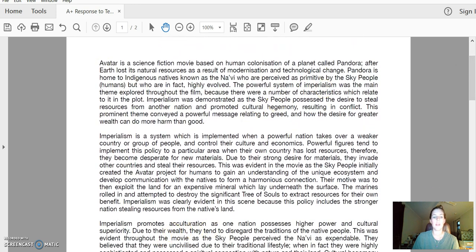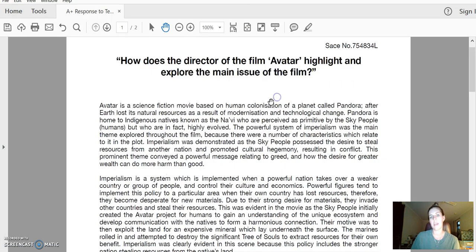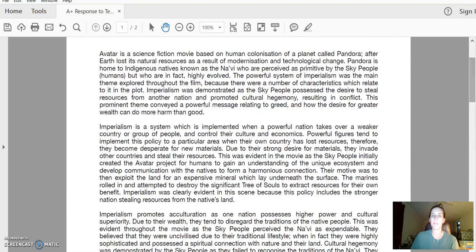Now, let's have a look. She needs to tell us who directed the film and what techniques she'll be talking about in her next paragraphs, and does it convince her to change her diet? Now, yours is about diet and hers was, does it answer the main question of the film, the main theme? So let's have a look-see. She's starting with Avatar because that's the movie that she's about to talk about in the whole film response. And she gives a very, very brief overview of what the movie is about.